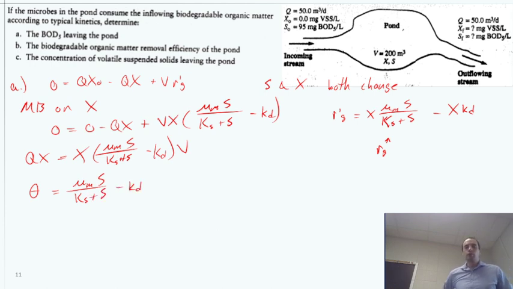So now we have a term where essentially there's no x, and we have a function of s. So now we can solve for s, which is not the most convenient thing to do, but it takes some algebra, we can do it. So we'll say mu max s is going to be equal to, I'll go ahead and add the Kd, so it'll be theta plus Kd, and then what I'll do is multiply that Ks plus s across.